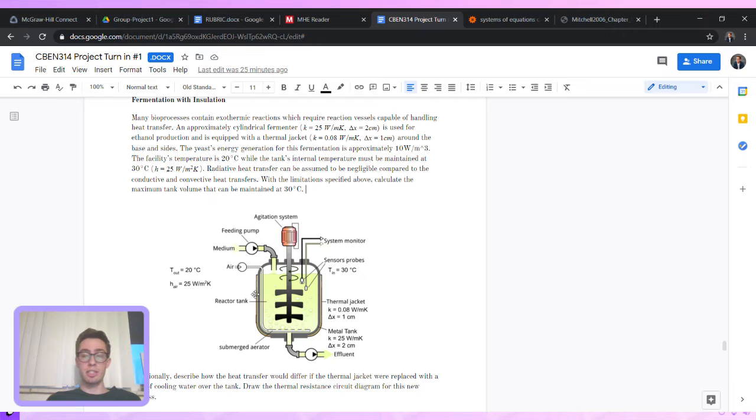To do this, we're going to be looking at the heat transfer through the system, which would be the walls of the reactor. And so this heat transfer can be found in three terms, which would be the conductive heat transfer of the metal tank, the conductive heat transfer of the thermal jacket, as well as the convective heat transfer of just the outer surface area. So once these three are found, you can find the total heat transfer through the system, and then using that and the energy generation, you can find the optimal volume for this reactor.